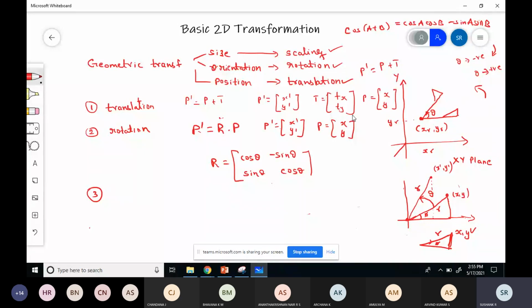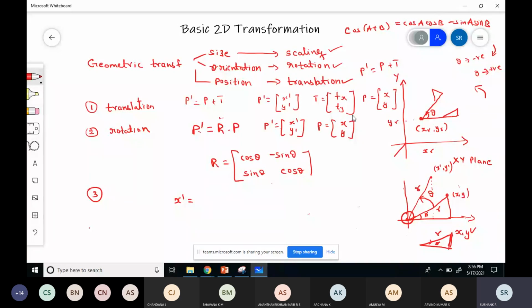So now the first thing, translation, is clear. Now rotation: here I've derived the equation with respect to the origin. If you want the same to be applied to some random point, how do you do that? See the previous concept which you learned, translation.